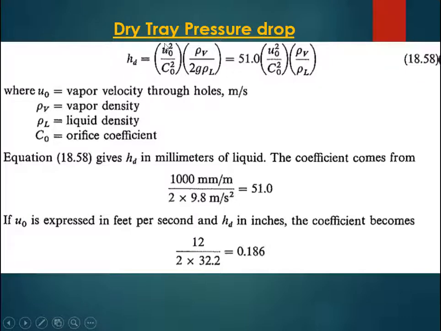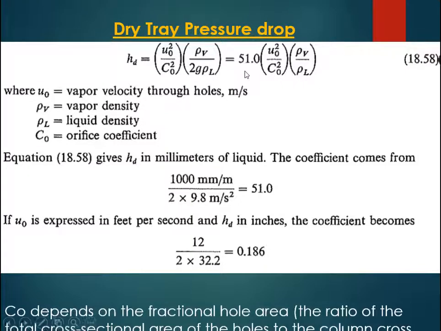So we can see that dry tray pressure drop usually increases when velocity increases. Here U naught is vapor velocity through holes. Now if vapor velocity through holes is in meters per second, then 1 by 2g can be calculated as 51 if h_d is in millimeters, and this is very easy. Similarly, if I want h_d in inches, then it will be 0.186. Now this rho_V is vapor density, rho_L is liquid density. Now this C naught is called orifice coefficient.